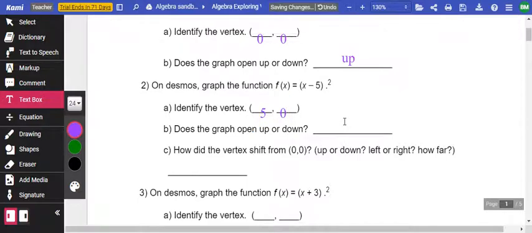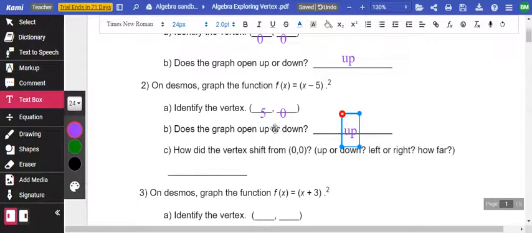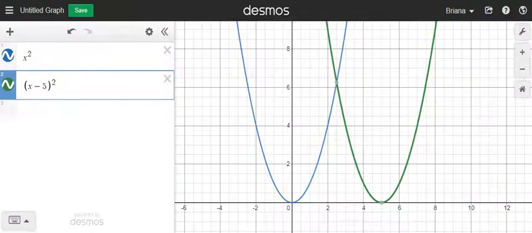It does point up. How did the vertex shift from 0, 0: up, down, left, or right? As you can see, between the blue and the green, it went to the right 5.